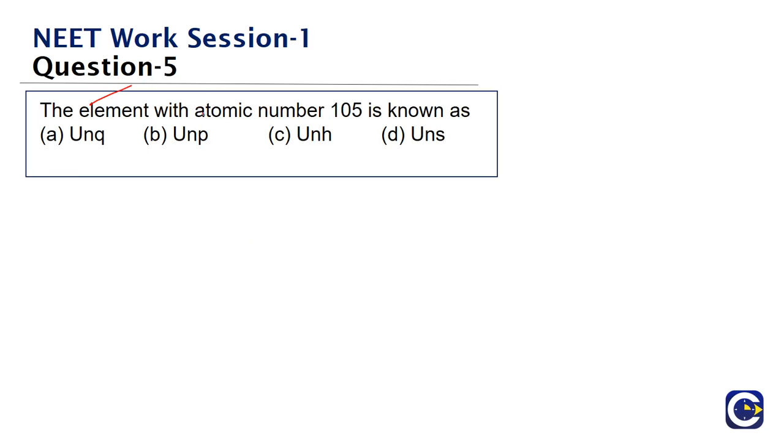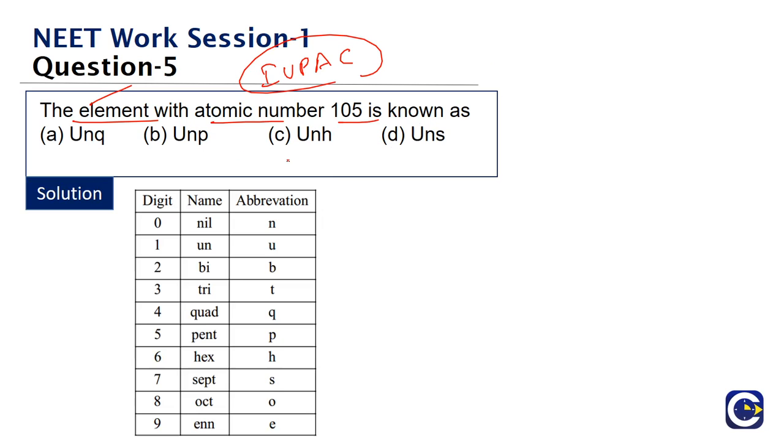This is the question based on the IUPAC naming of unknown elements. The element with atomic number 105 is known as... So we need to name the element with the atomic number 105. If you have the element with atomic number 105, how do we name it as per the IUPAC nomenclature?